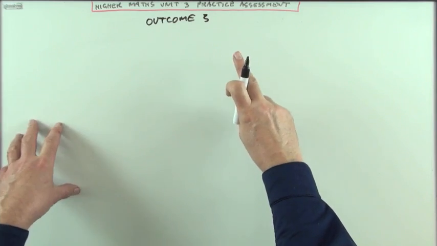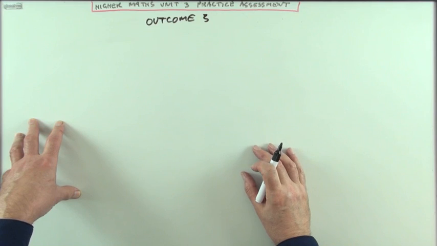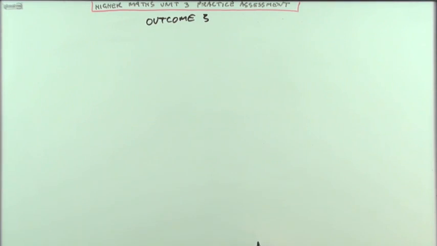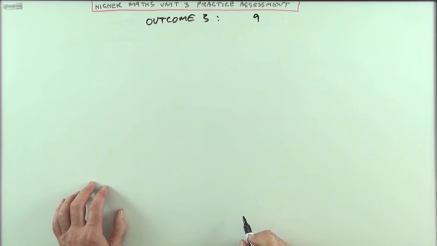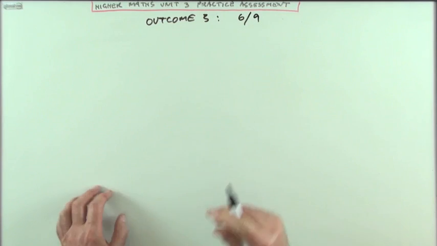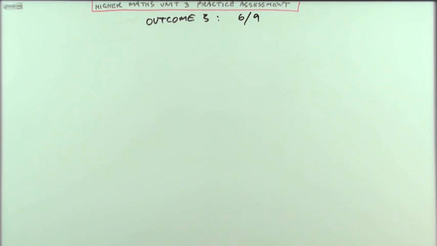Maths, Unit 3, Practice Assessment, NAB 3, Outcome 3 on logarithms. Now, there are 9 marks available in this outcome, and in order to pass it, you need to get 6 out of those 9 marks.